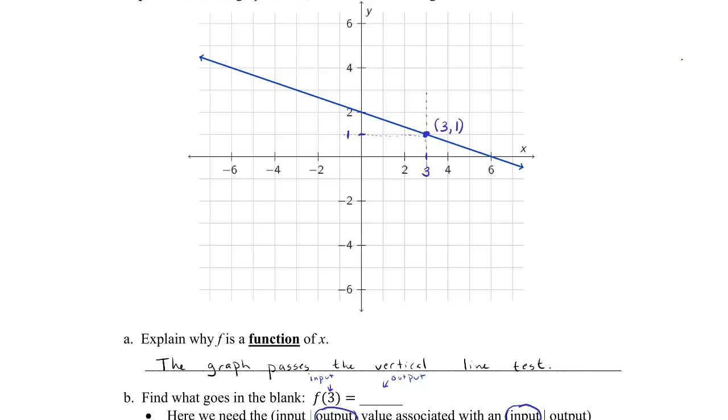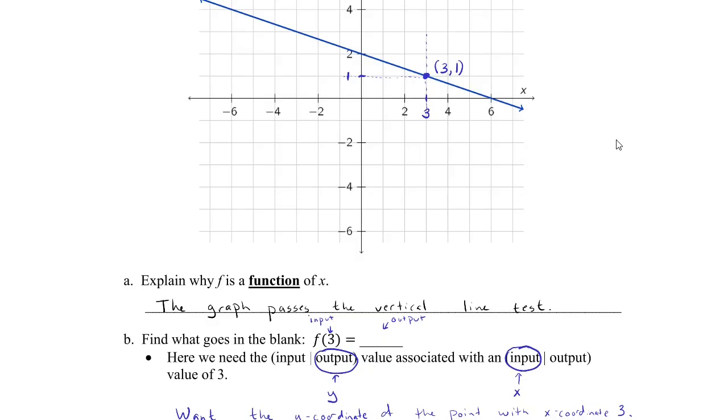So the point that has x-coordinate 3 on this graph has y-coordinate 1. So f of 3 is 1. In this example, we don't have any context of what this function represents, so we can't give any interpretation. But we can still say that f of 3 is 1.